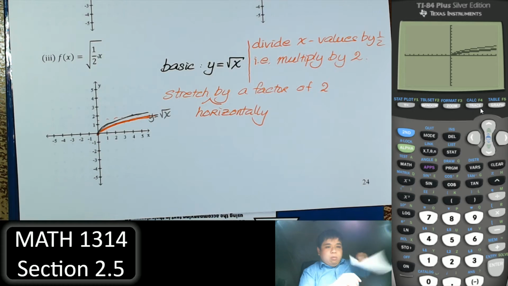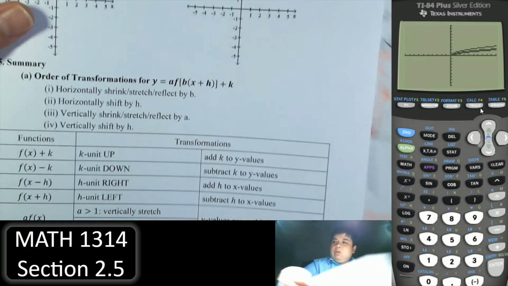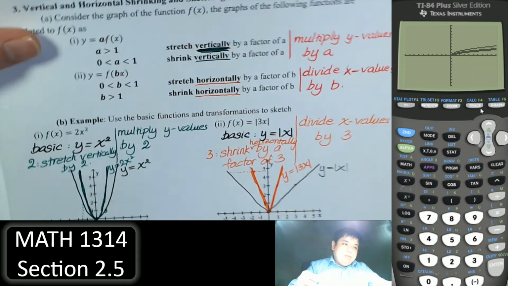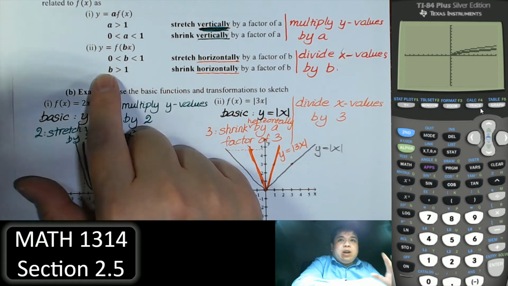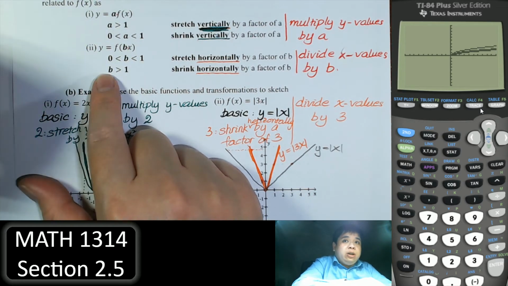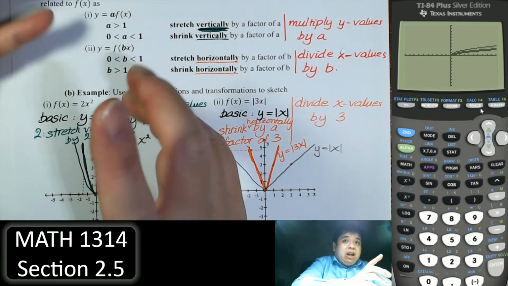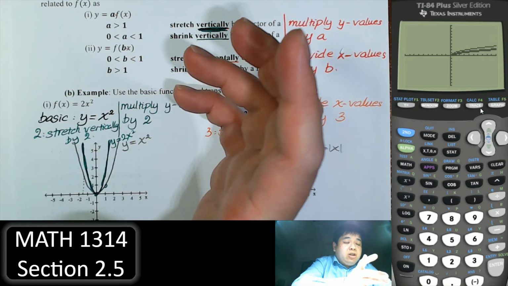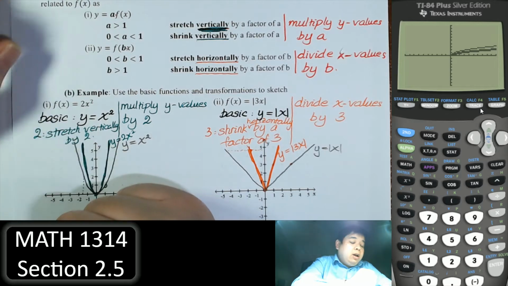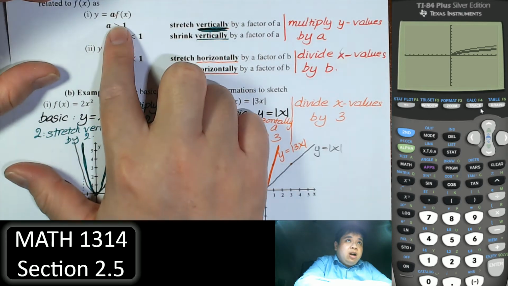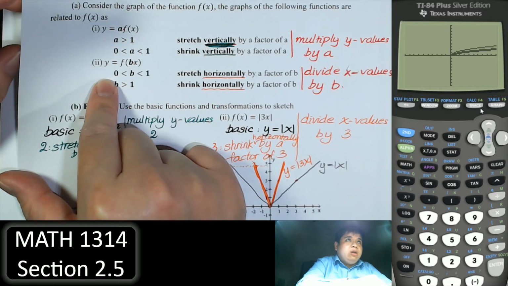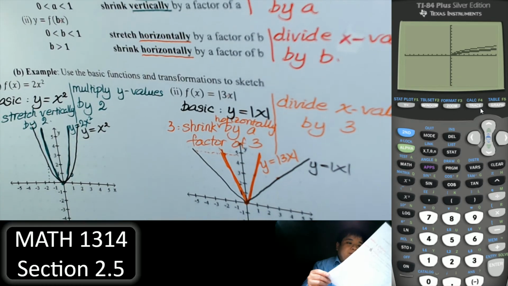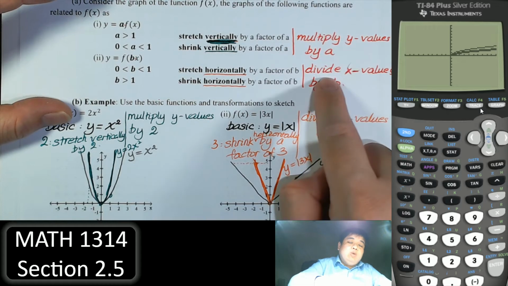Right. One more type of transformation. So this is vertical and horizontal shrinking and stretching. Like I said, don't get too hung up on shrinking or stretching. In general, in life, when we stretch, we make it bigger. Shrink, make it smaller. And outside, it will affect the graph vertically. Inside, it will affect the graph horizontally, but in the reverse manner. So instead of multiply, it's going to be divide.